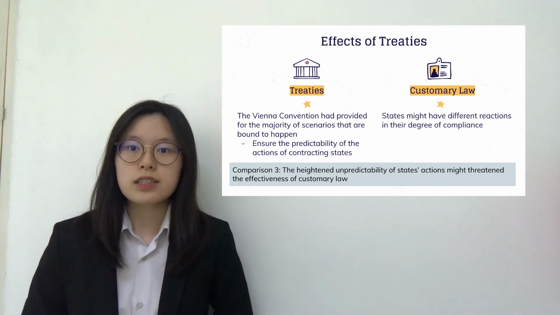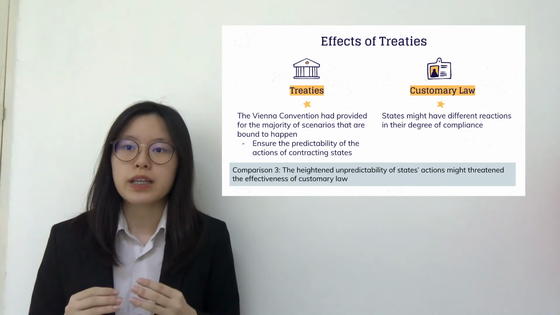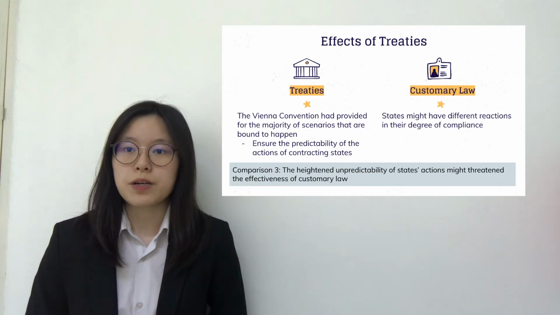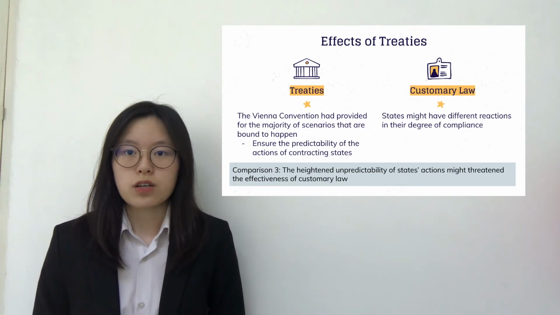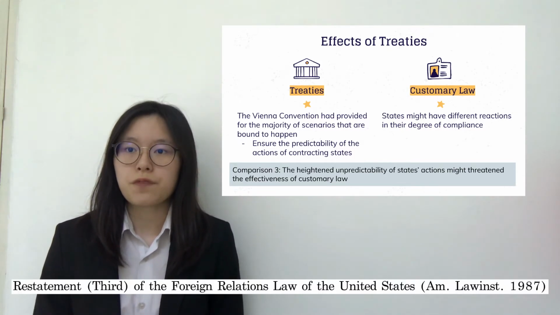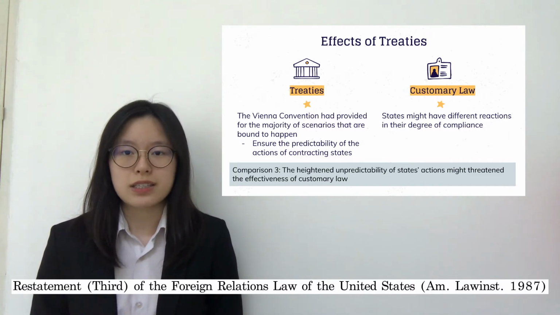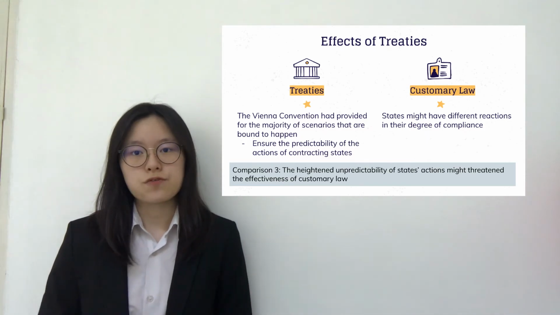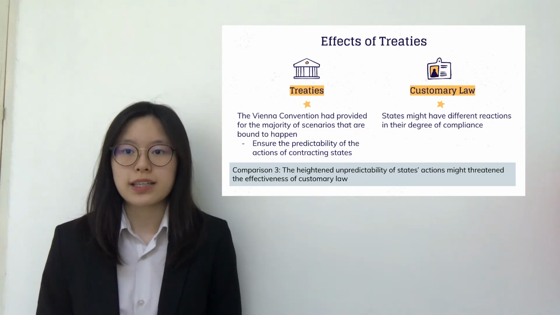In contrast, under customary international law, states might have very different reactions in their degree of compliance. For example, in America, customary international laws are codified in the Restatement of the Foreign Relations Law of the United States. But in other states, they are not. This suggests that America is ready to apply such law more strictly than the other states.